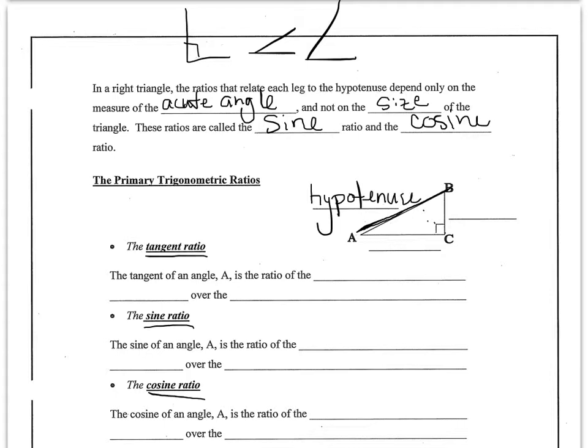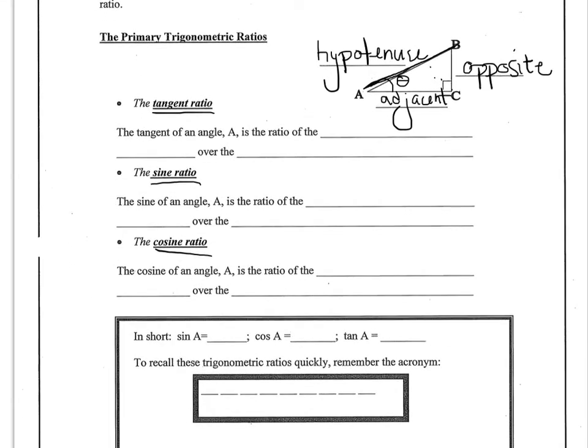Okay? If we call this here our theta, our angle, because this is the acute angle that we're going to take a look at today, the side just beside it that's not the hypotenuse is the adjacent, and the side opposite it is the opposite. Okay? Let's take a look at the tangent ratio first.